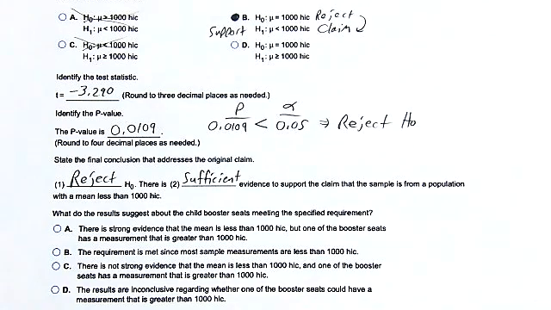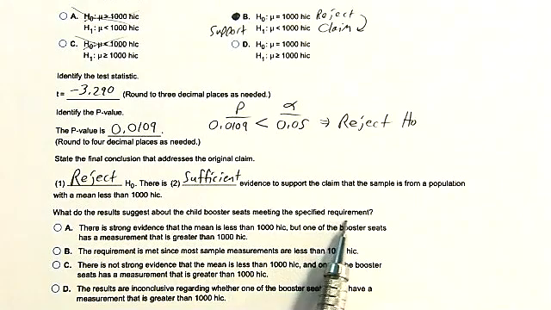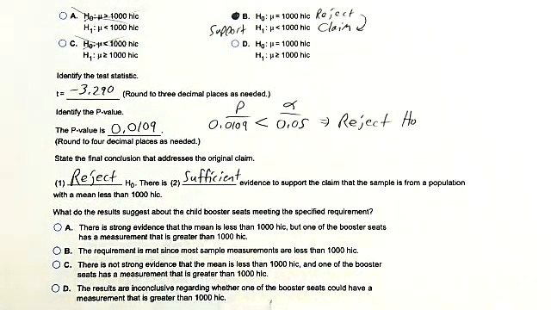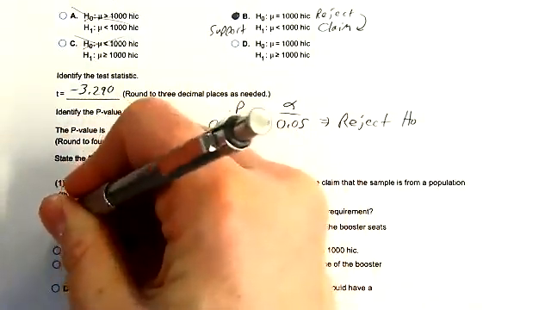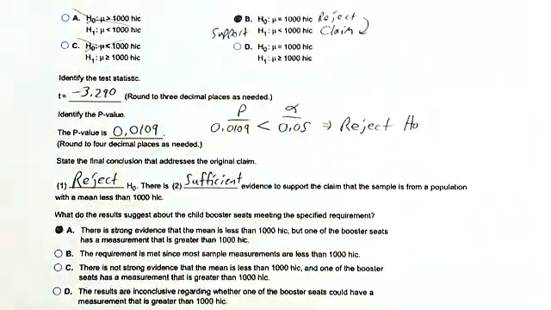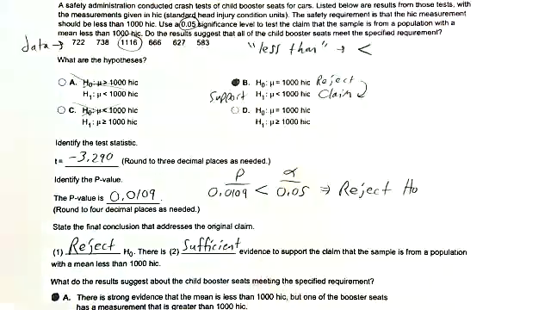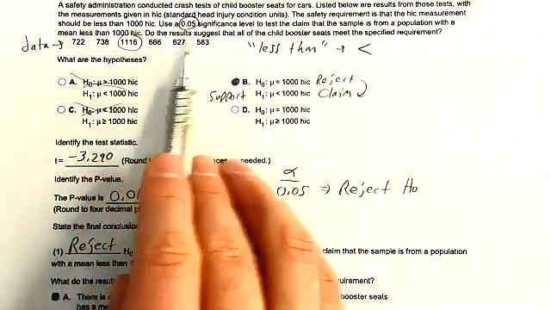So what do these results suggest about the child booster seats meeting the specified requirement? There is strong evidence that the mean is less than 1,000 head injury condition units, but one of the booster seats has a measurement that is greater than 1,000. So part A says it best. You just have to be careful. You might want to know what booster seat that one is, because it technically doesn't meet specifications. But you can see the other ones all are well below 1,000.